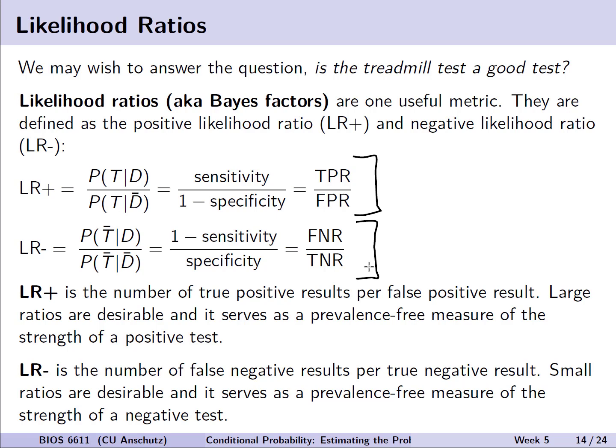Thinking about it in terms of our context of diagnostic testing, likelihood ratio positive is the number of true positive results per false positive result. We desire large ratios here, and it serves in this case as a prevalence-free measure of the strength of a positive test. Because again, note here in our equations, we have nothing that has to do with the prevalence in the population. We're summarizing this with respect to the test characteristics of sensitivity and specificity. Likewise, the negative likelihood ratio is the number of false negative results per true negative. Small ratios here are desirable, and it serves again as a prevalence-free measure.